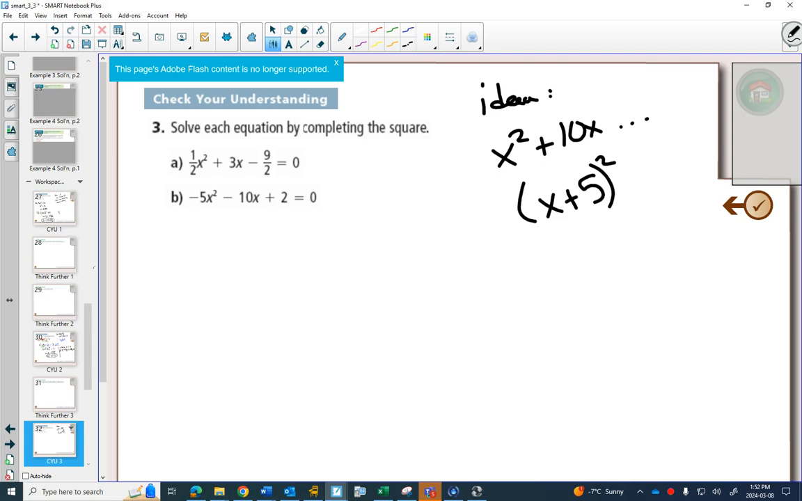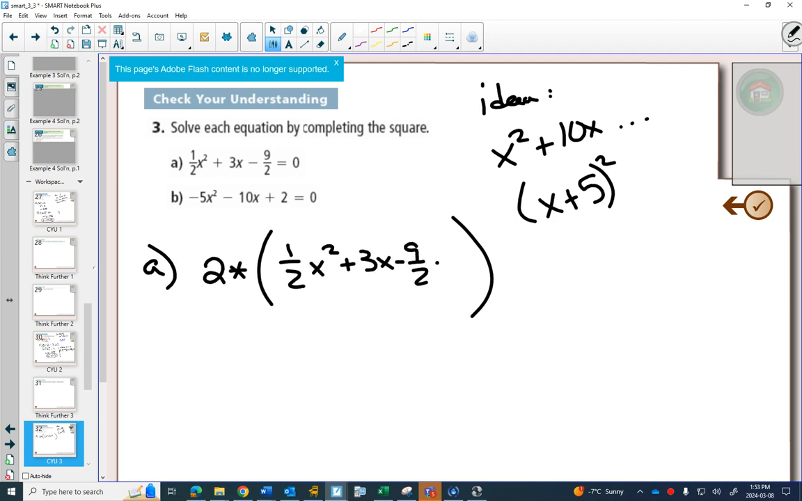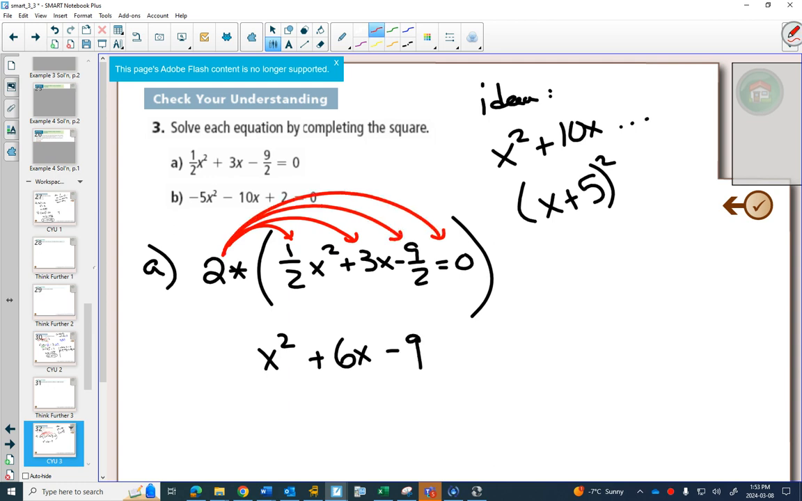First of all, what could you do to a half to get rid of it? What's the opposite of a half? Times by 2. So if I take this whole equation in A and multiply the whole equation by 2, which is 1/2 x squared plus 3x minus 9/2 equals 0, I multiply everything. So 2 times 1/2 just becomes x squared. The 2 times the 3x will become plus 6x. The 2 times the negative 9/2 just becomes negative 9. And the 2 times the equals 0 is still going to be equal to 0.